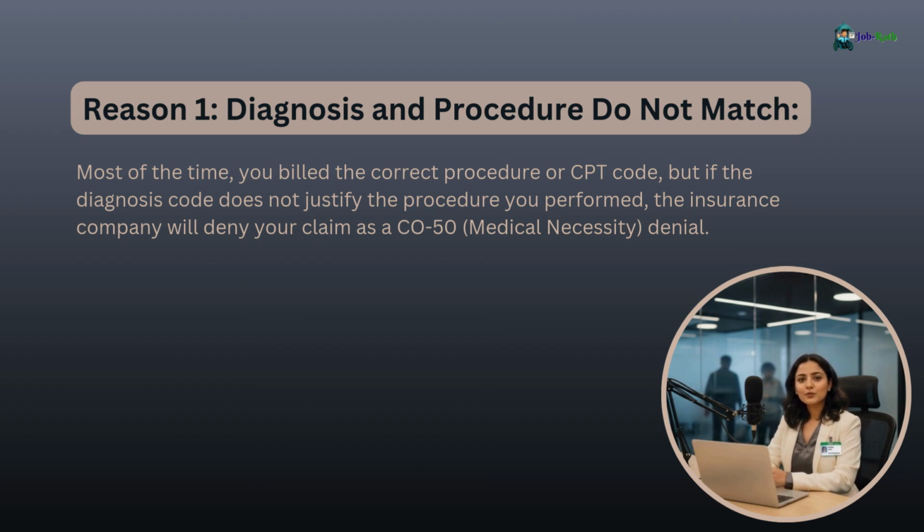For example, when the provider performs a chest X-ray, but the claim is billed with an ankle sprain diagnosis code, even though the chest X-ray procedure itself is correct, the diagnosis does not support it. Because of this mismatch, the insurance company's system immediately denies the claim as not medically necessary. This is one of the most common reasons AR callers see as CO-50 denial in daily billing work.